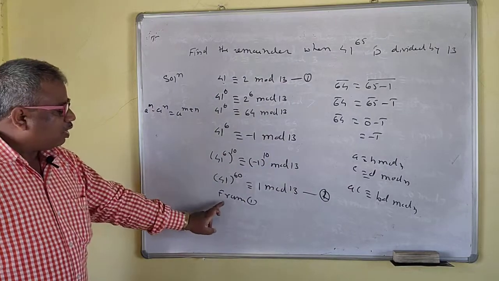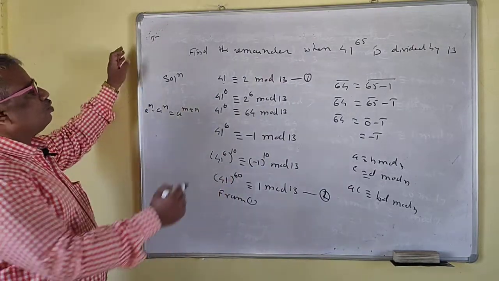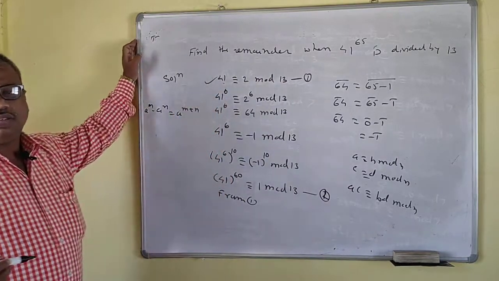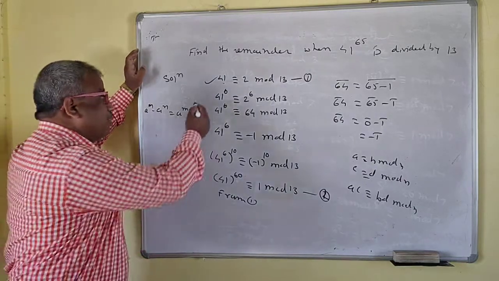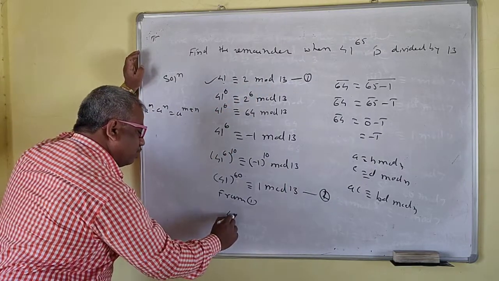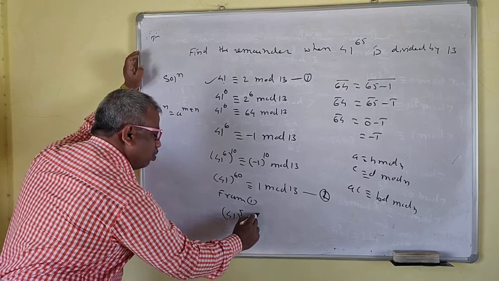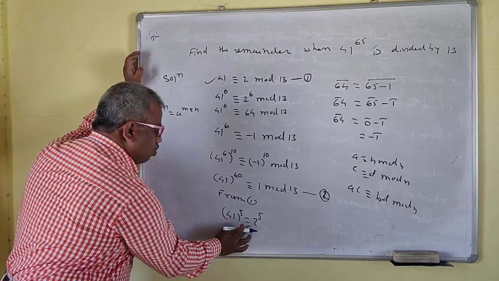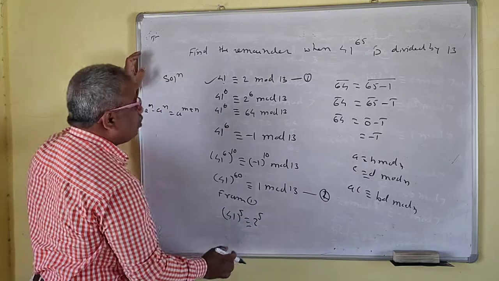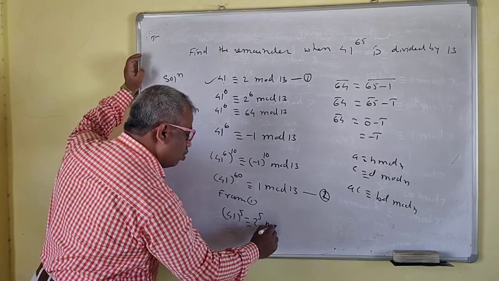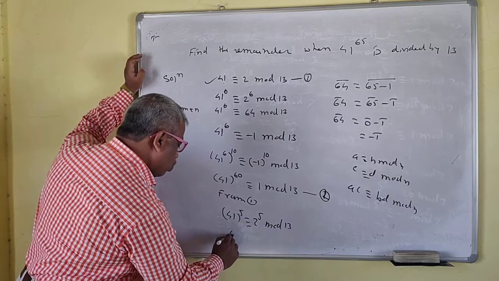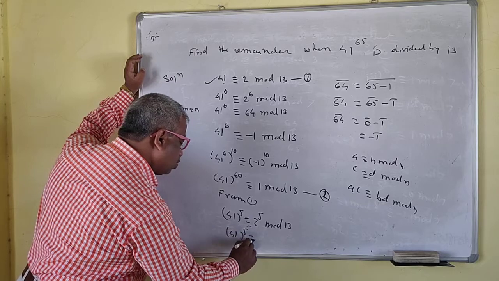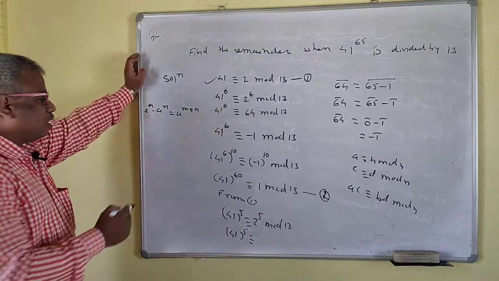So therefore I want here 41 to the power 5. I will take the power 5 on both sides here. 41 raised to 5 is congruent to 2 raised to 5 mod 13. So 2 raised to 5 is 32.